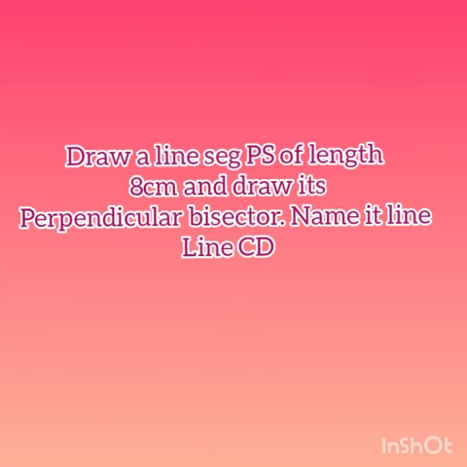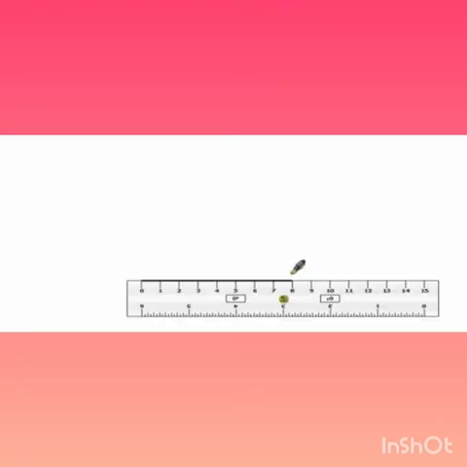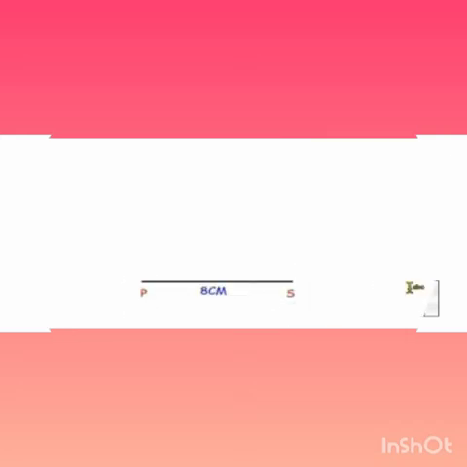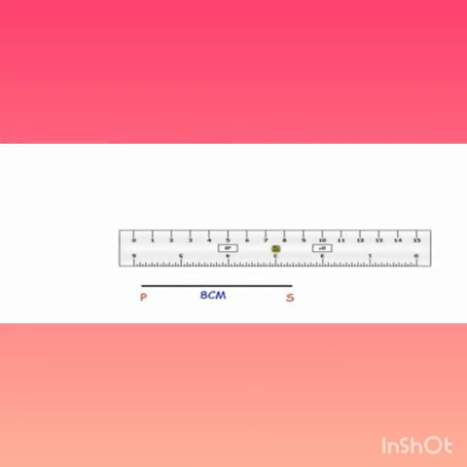For example, draw a line segment PS of length 8 cm and draw its perpendicular bisector and name it line CD. Students, now take a ruler and draw a line segment of 8 cm and write the measurement below the line, 8 cm. Now name the line as PS. Then measure more than half of 8 cm with the help of a compass.